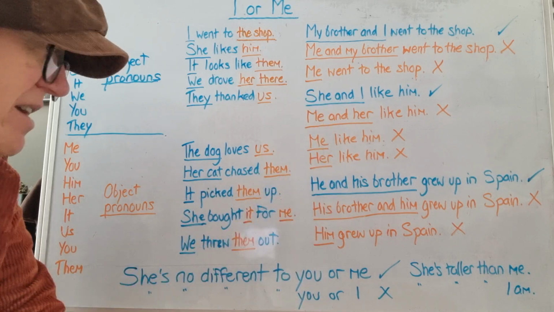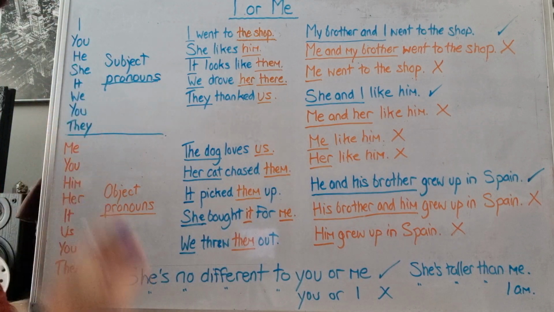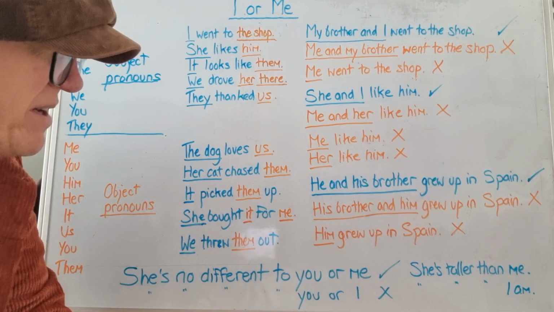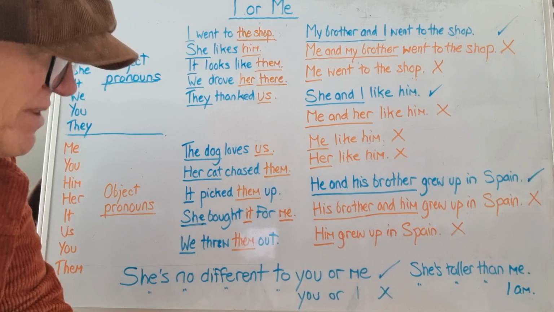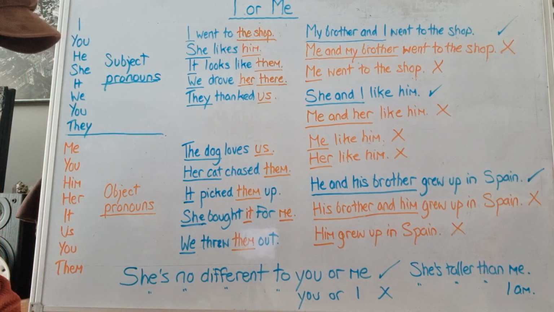This one. He and his brother grew up in Spain. Correct. He and his brother grew up in Spain. Correct. His brother and him grew up in Spain. Wrong. Because if you take out his brother, him grew up in Spain. Him, ridiculous. So there you go. That's how you know. Okay.